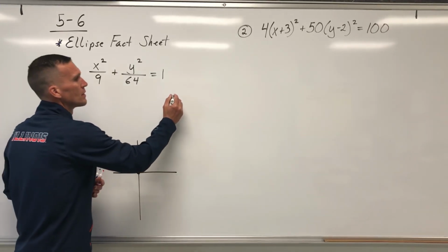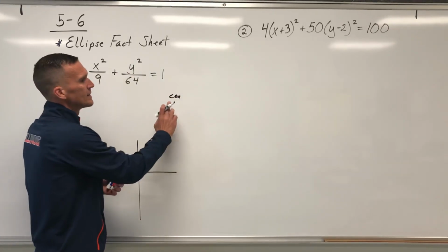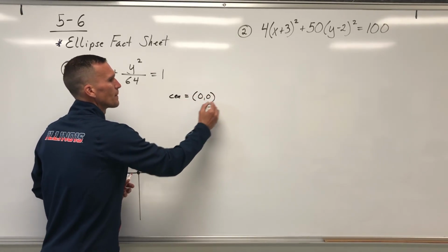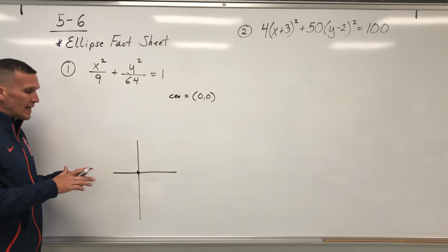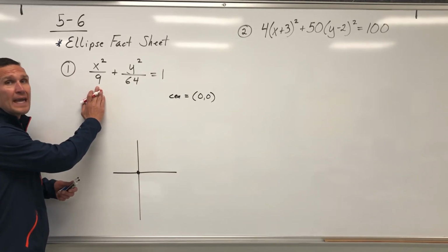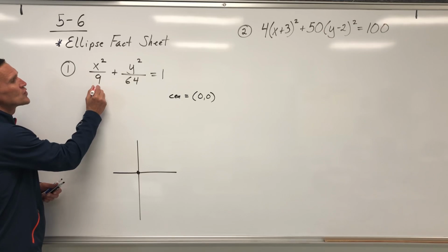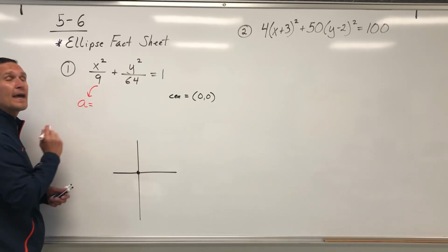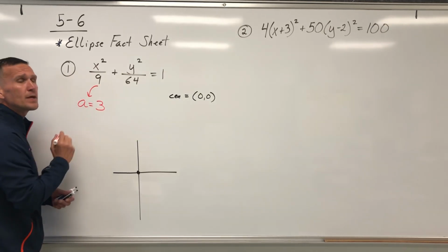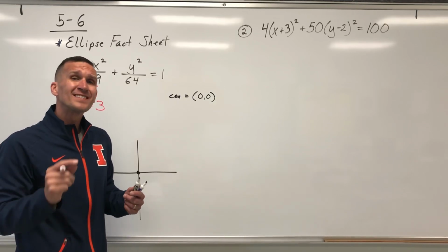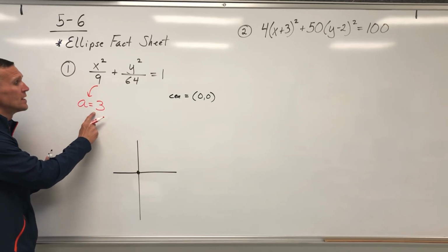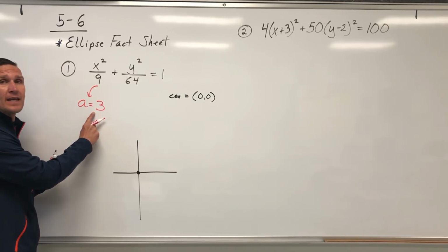You can write that down. I usually abbreviate center as CEN, and it's 0, 0, or the origin. Now, the next thing is, what do your denominators mean? The denominator underneath x was labeled a squared, so you have to square root it for your a value. Since this is a squared, a would equal 3. We don't really put the plus or minus because it's a distance, but it is your horizontal distance, or half of it, because you go a spaces right and a spaces left.